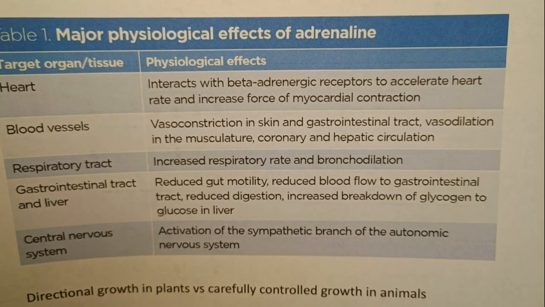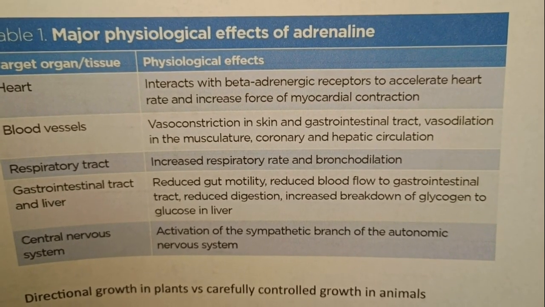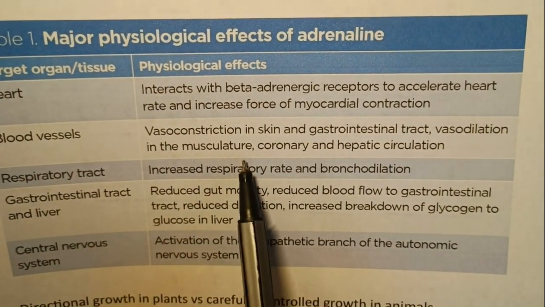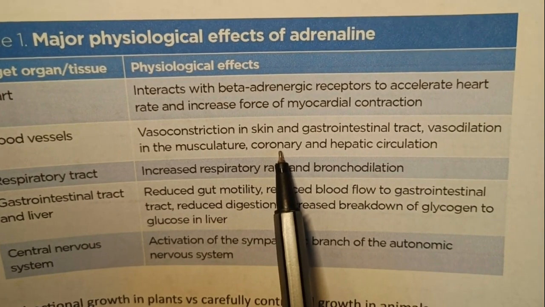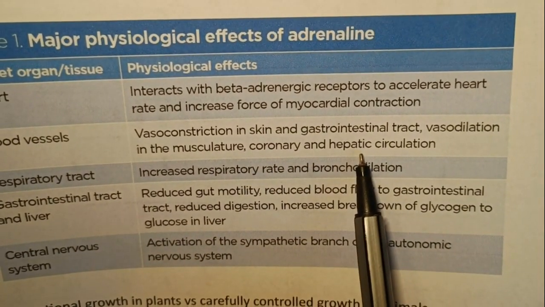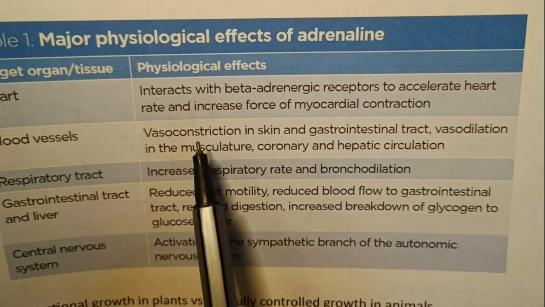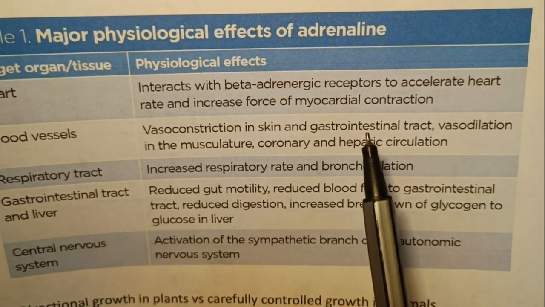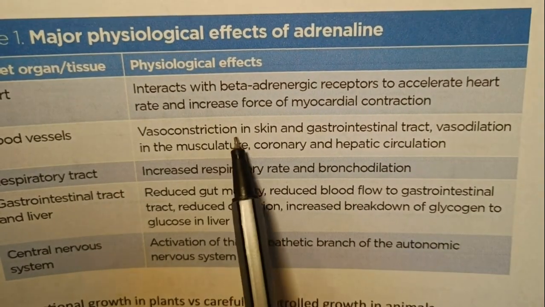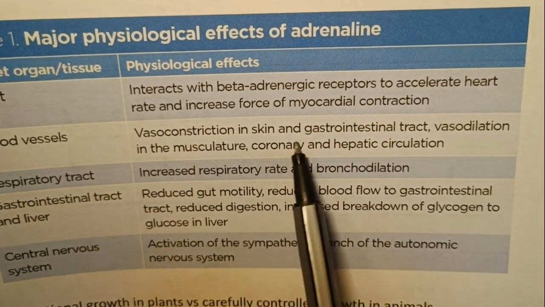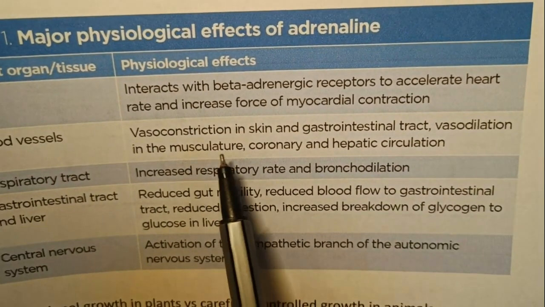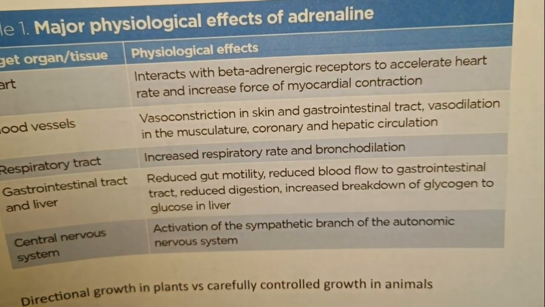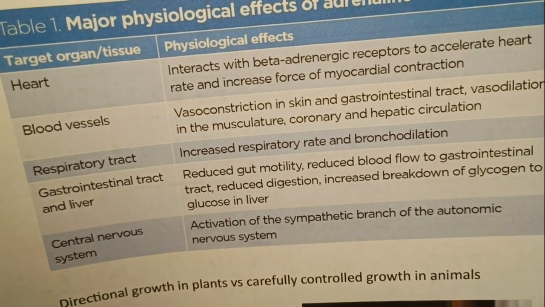vasoconstriction in skin and gastrointestinal tract, but it causes vasodilatation in the muscles, in the coronary, that is heart blood vessels, and in hepatic, that is liver blood vessels. So it has got different effect on the blood vessels in different places. So skin and gastrointestinal tract do not need blood in fight or flight type of situation, but muscles, heart and liver, they need more blood. So it causes differential actions, different actions in different blood vessels.